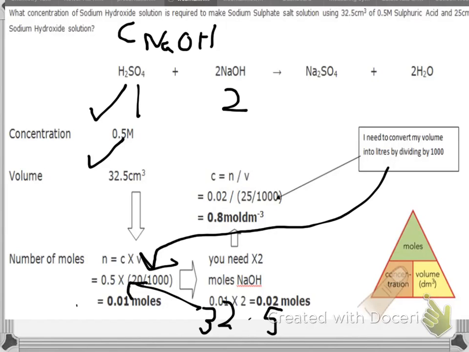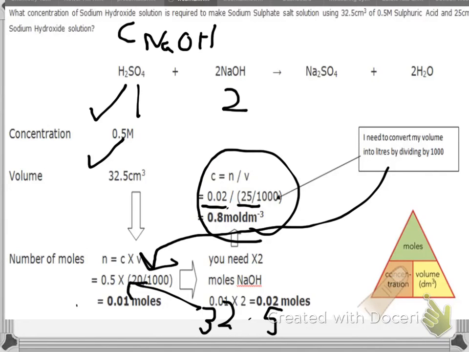Okay, and then I need to rearrange my equation to calculate the concentration. Okay, I know what my number of moles is. I've calculated that from my ratio. It tells me what the volume is in the question. So I can do concentration equals number of moles divided by volume to work out what my final concentration is. Remember that my value is going to be in moles per decimeter cubed. So again, I need to convert my volume into litres by dividing by 1,000.